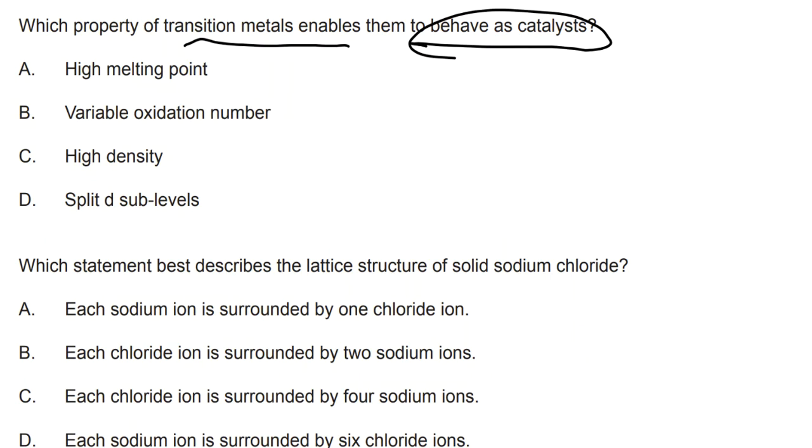Which property of transition metals enables them to behave as catalysts? Transition metals have a partially filled d sublevel, so high melting point, no. Split d sublevels, that's more to do with light energy, because of ligands absorbing light. High density, no. Variable oxidation number is probably the right one.